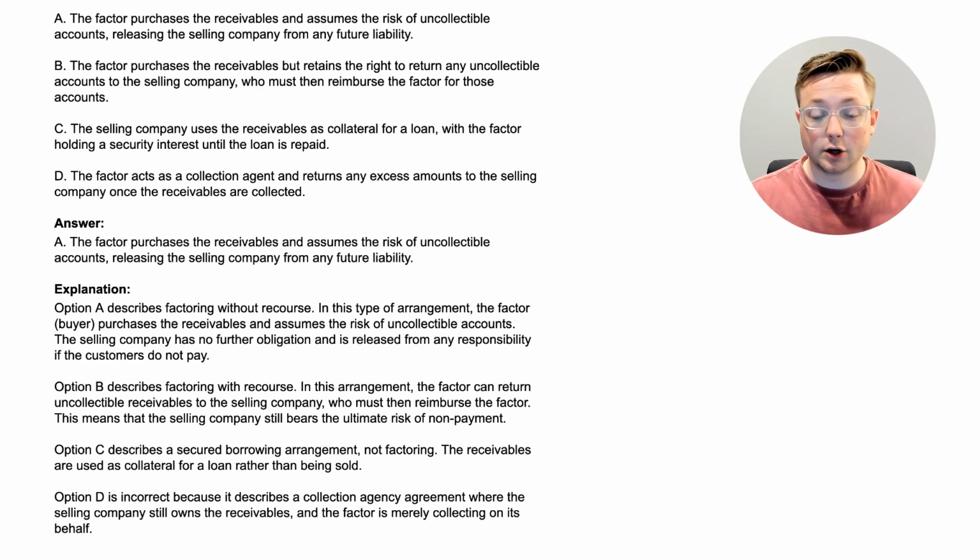Option C describes a secured borrowing arrangement, not factoring. The receivables are used as collateral for a loan rather than being sold. And remember, secured borrowing is kind of just a general term for the idea of something like pledging or assigning. Option D is incorrect because it describes a collection agency agreement, which is not something we're talking about in this video, where the selling company still owns the receivable and the factor is merely collecting on its behalf. So the idea here was to teach you what factoring without recourse and with recourse is. Let's go to the next question.